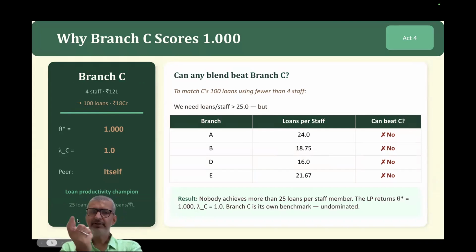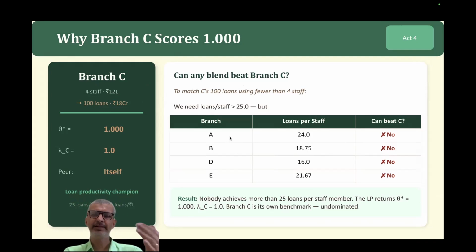Now, when we looked at the previous table, we saw that branch C scores 1, right? Branch C scores 1. So how do we check? We see whether there is a combination or any other branch which can beat branch C in terms of output with lesser input. So to match C's 100 loans, C has 100 loans, right? And the amount is 18 crores, but they have only a staff strength of 4. So if any branch has a staff strength of less than 4 and is still able to make 100 loans, it will beat branch C.